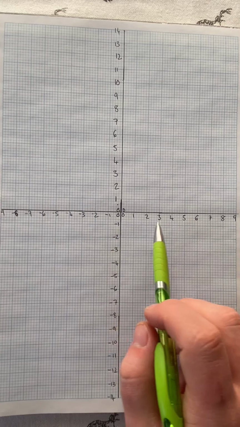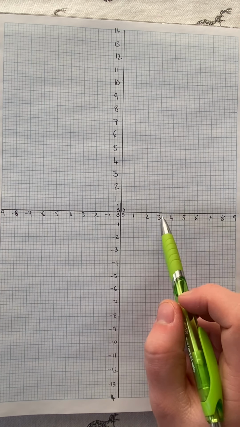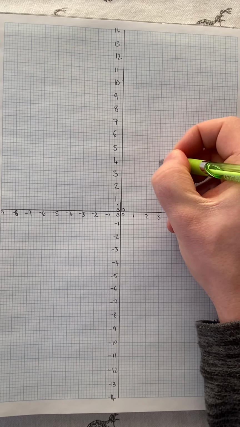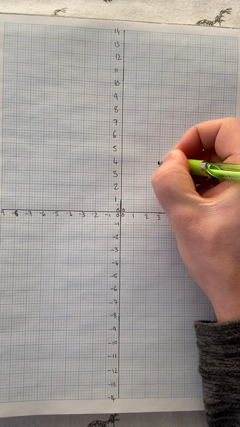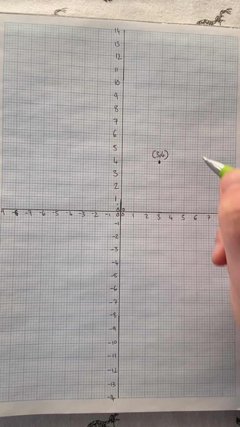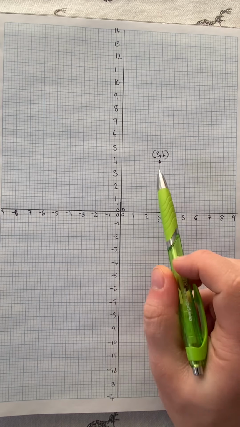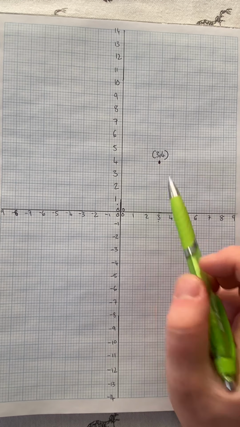So we go across to 3, and then I said 4, so 3, 4, across 3, up 4, and we're going to plot a point there. And I'm going to mark on exactly what the coordinate is. So that coordinate there, 3, 4, we went across 3, up 4. Okay, let's do another one.